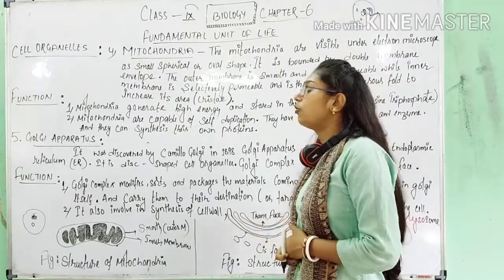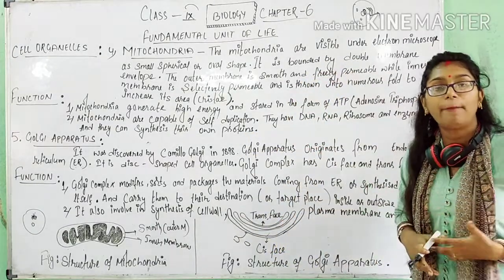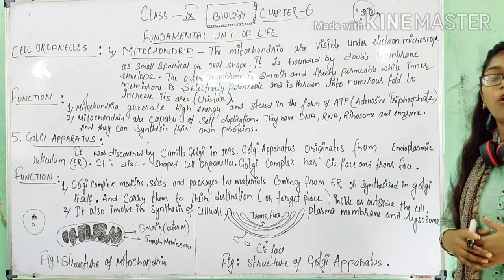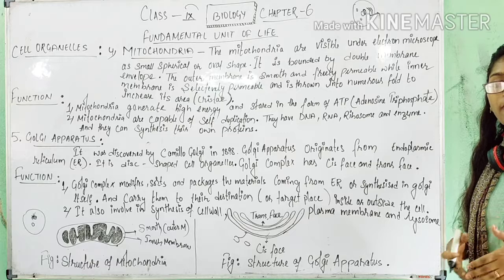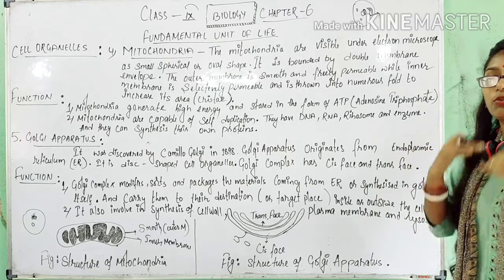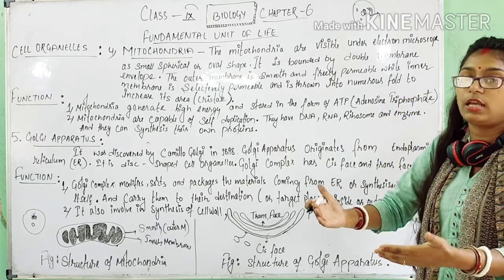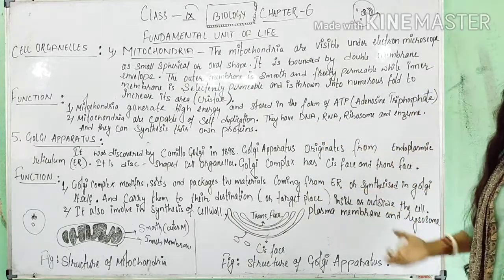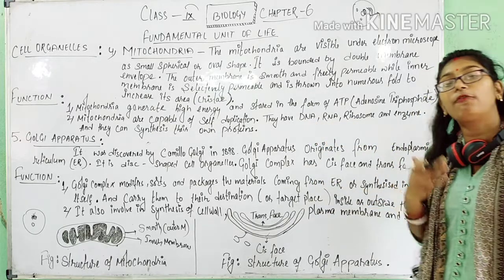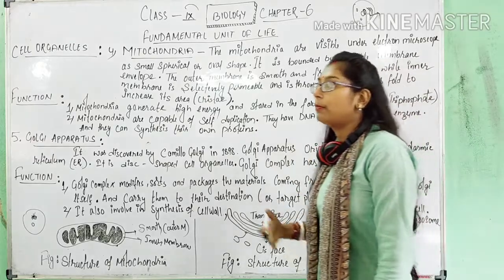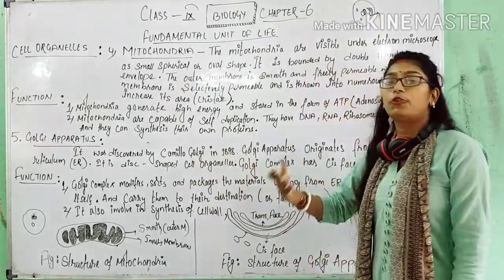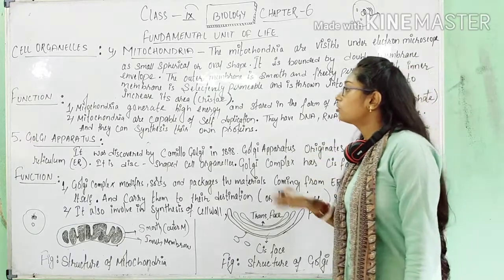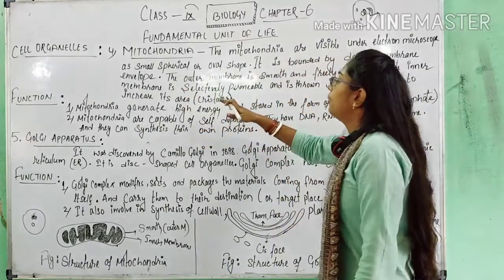So mitochondria also have the capability of replication, or to make their duplicates, meaning they can make the same as themselves. Why? Because they have DNA, RNA, ribosomes, and enzymes which are required for cell duplication. That we call replication. So this is the function of mitochondria.